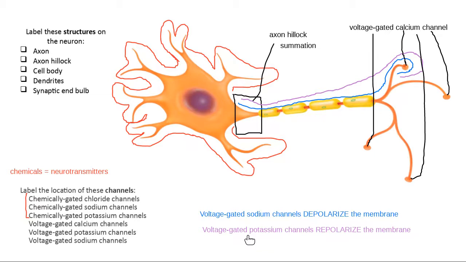A question in the chat says, do chloride channels only occur in muscles? Muscle cells actually don't have chemically gated chloride channels or chemically gated potassium channels. The only kind of channels that muscles have are chemically gated sodium channels. The chloride and potassium channels are only seen on neurons. We don't see those channels on muscles.